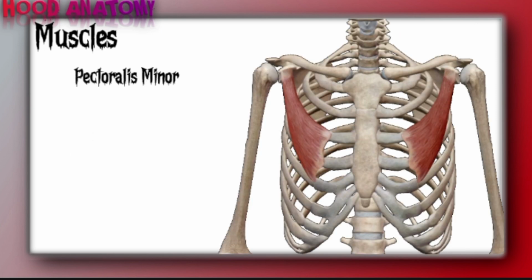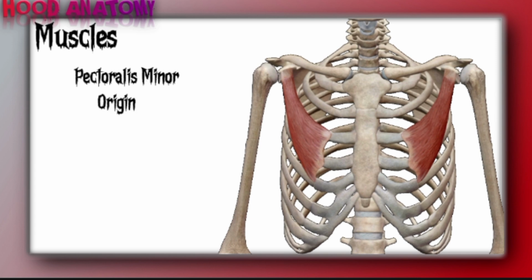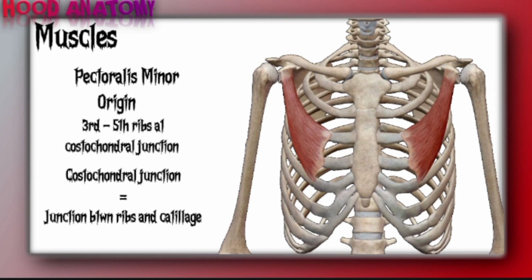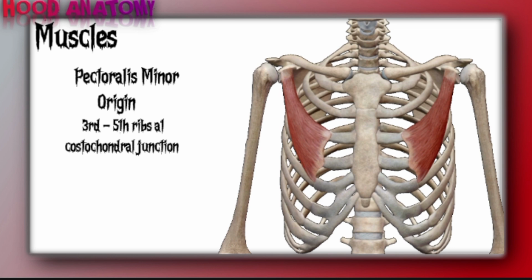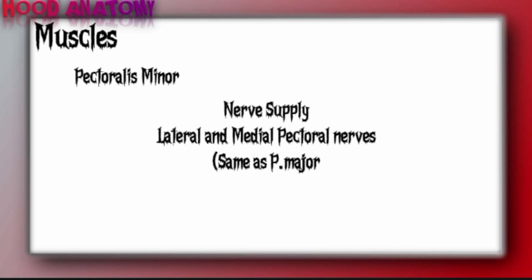Now the next muscle we have is pectoralis minor, which is also called the key muscle of the axilla. The muscle is triangular and lies under the pectoralis major. The origin of the muscle is from the third, fourth and fifth ribs, near where they join their costal cartilages. Then we get the insertion of the muscle. It inserts on the coracoid process. You see the location? Then the nerve supply of this muscle is the same as the pectoralis major, that is the medial and lateral pectoral nerves.